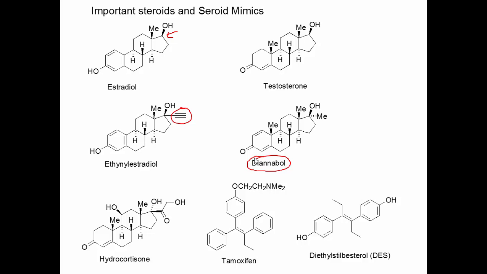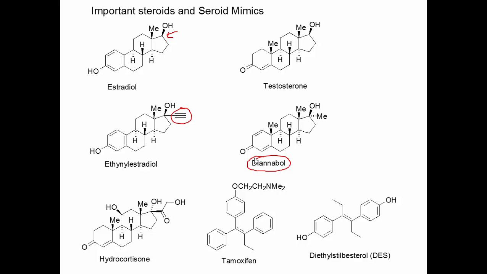Hydrocortisone, shown there at the bottom left corner, is a very powerful anti-inflammatory. I think it's one of the most powerful ones that if you're suffering from tennis elbow or something like that, you'll get an injection of cortisone, and that typically relieves the problem almost instantly.